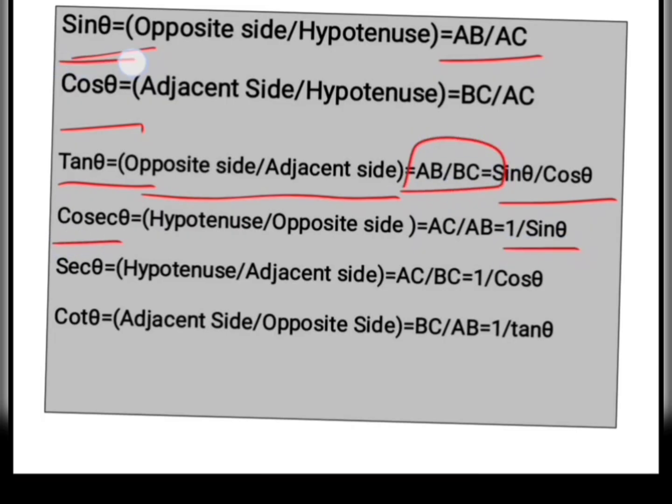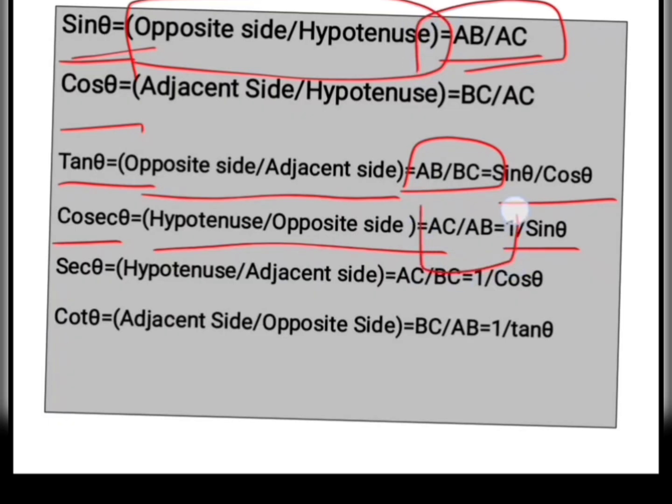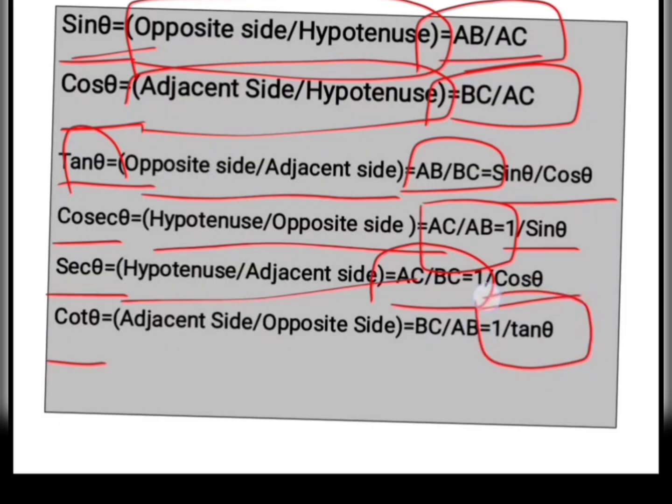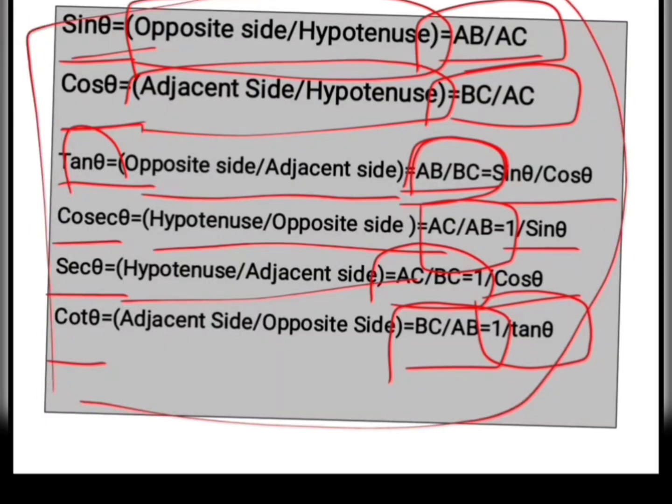Cosec theta is 1 by sin theta. Here the inverse of this one is hypotenuse by opposite. The inverse of AB by AC is AC by AB. Secant theta is 1 by cos theta. The inverse of this is hypotenuse by adjacent. The inverse of BC by AC is AC by BC. Cot theta is the inverse of tan theta, 1 by tan theta, which is the inverse of AB by BC, which is BC by AB. If you want, you can note them down.